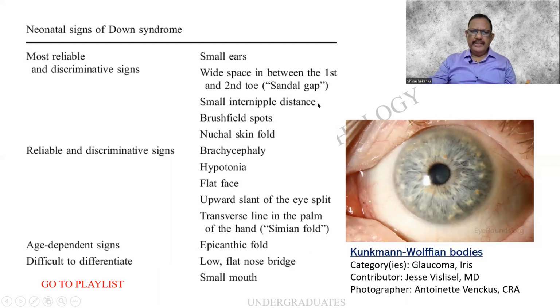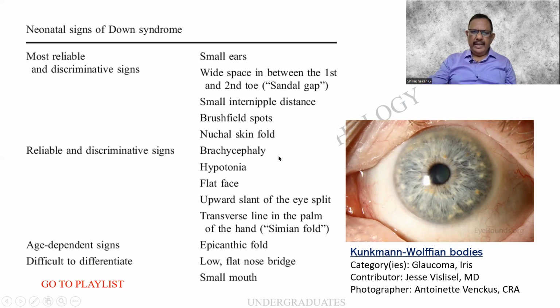Small internipple distance, they are more narrow. Brushfield spots, that is what I am seeing in the eye. So these spots are called the Brushfield spots. More properly, by proper name, they are called as the Kunkmann-Wolffman bodies. Nuchal skin fold. So you find that there is a greater fold of the skin. Reliable and discriminative terms. Most reliable, reliable.